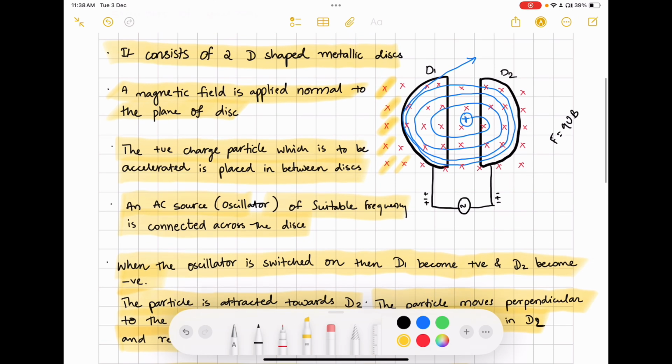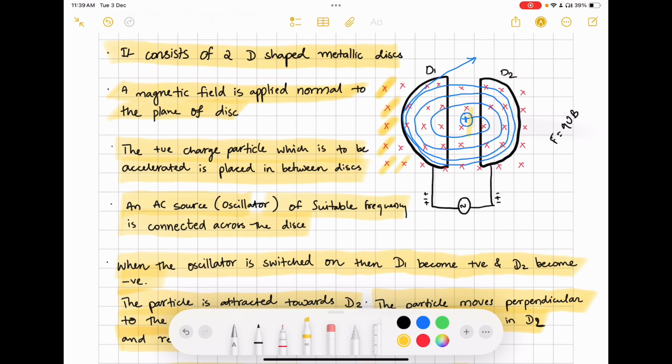That is, the particle traces a semicircular path in D2 and reaches the gap here. At the same time, the polarity of the AC source is reversed. So now D1 becomes negative and D2 becomes positive. The charged particle is attracted towards D1 and is moving perpendicular to the magnetic field. Hence it experiences a force, and due to that force, the particle traces a semicircular path in D1. But remember that the radius of the semicircular path will be greater than that in D2.